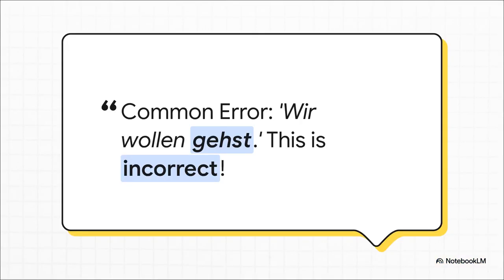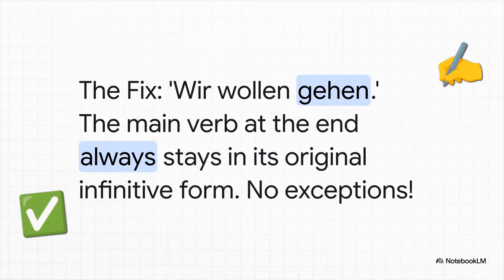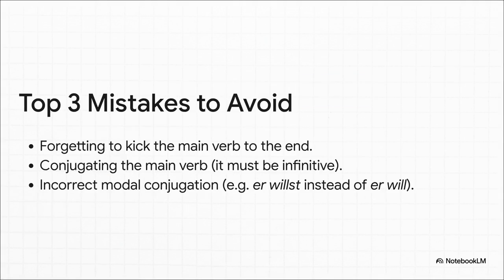So you might see a sentence like this, or maybe you'd even be tempted to write it yourself. Wir wollen gehst. The person is trying to say we want to go, and they got the modal verb wollen in the right spot. But something's definitely off with that last word. And here's the fix. It should be wir wollen gehen. You have to remember the verb kick rule. That verb at the very end is never, ever conjugated. It's lazy. It just stays in its original dictionary form. That is non-negotiable.